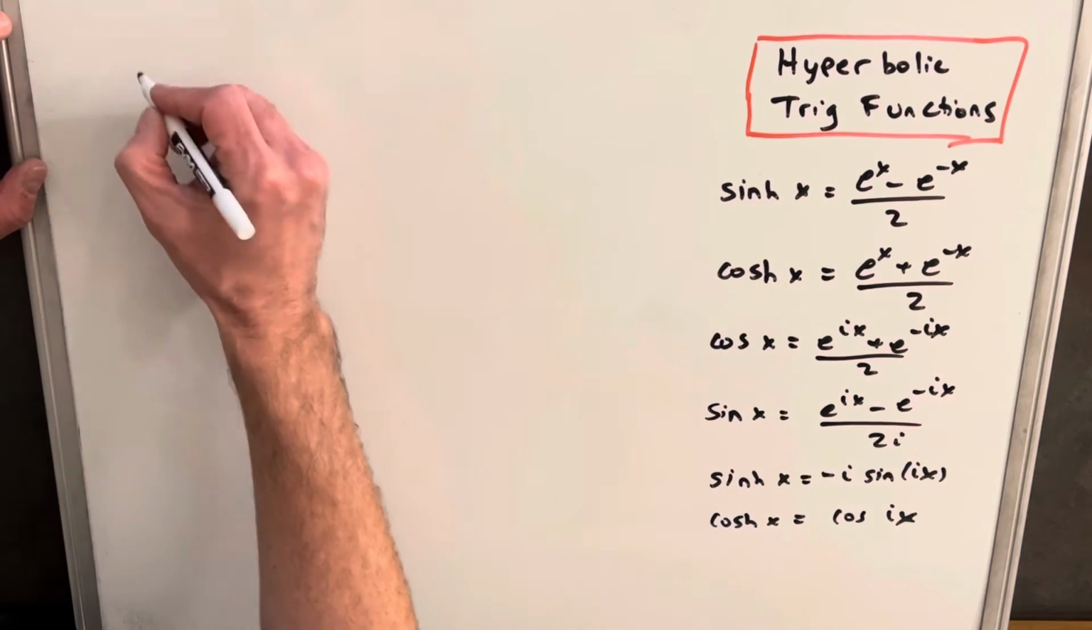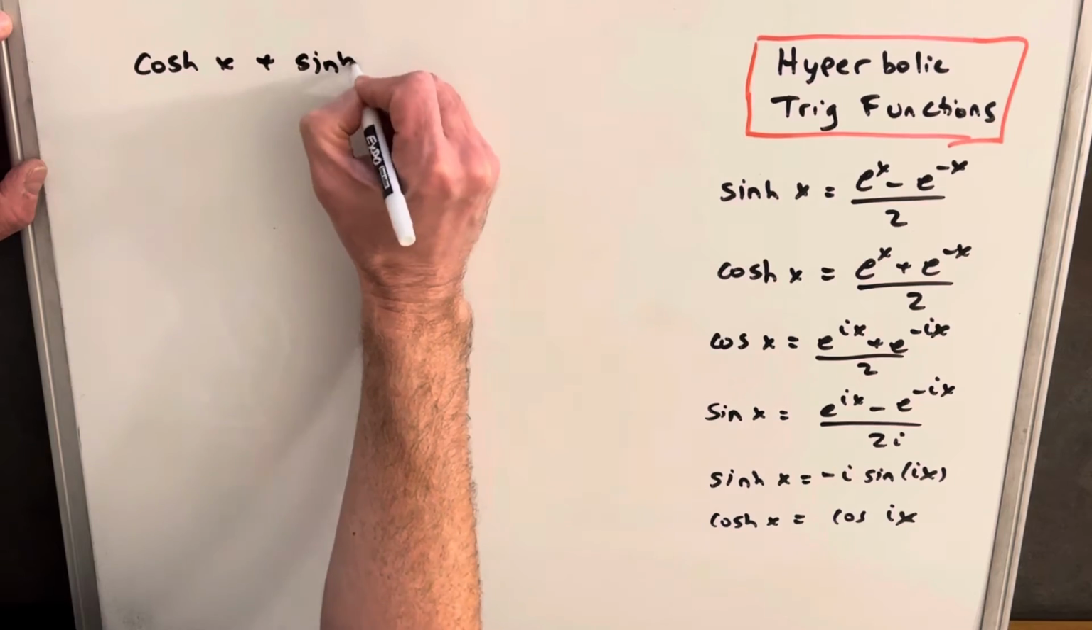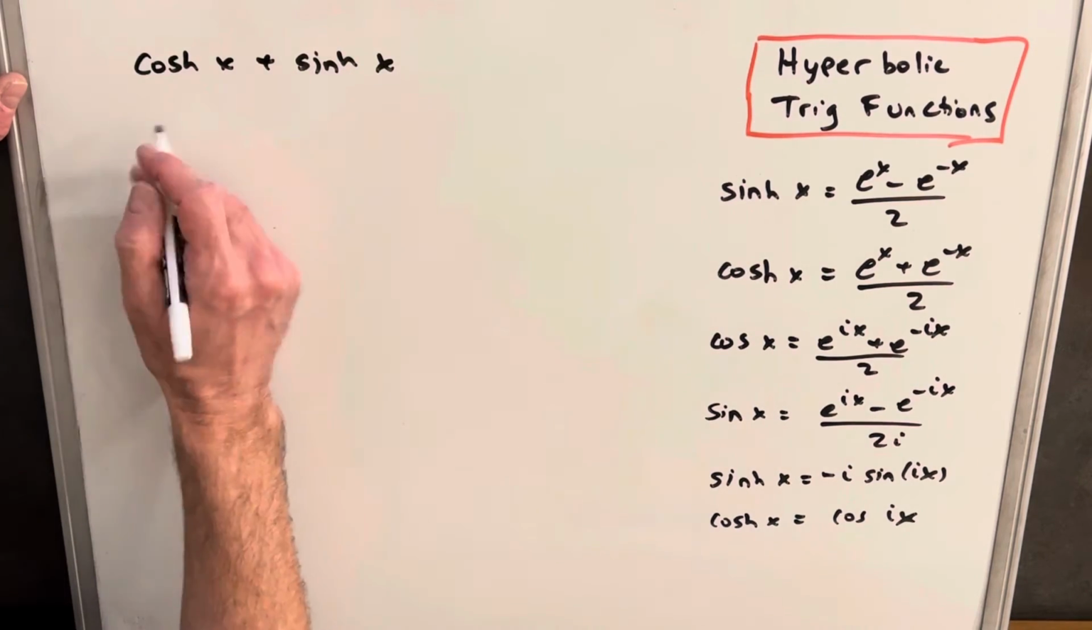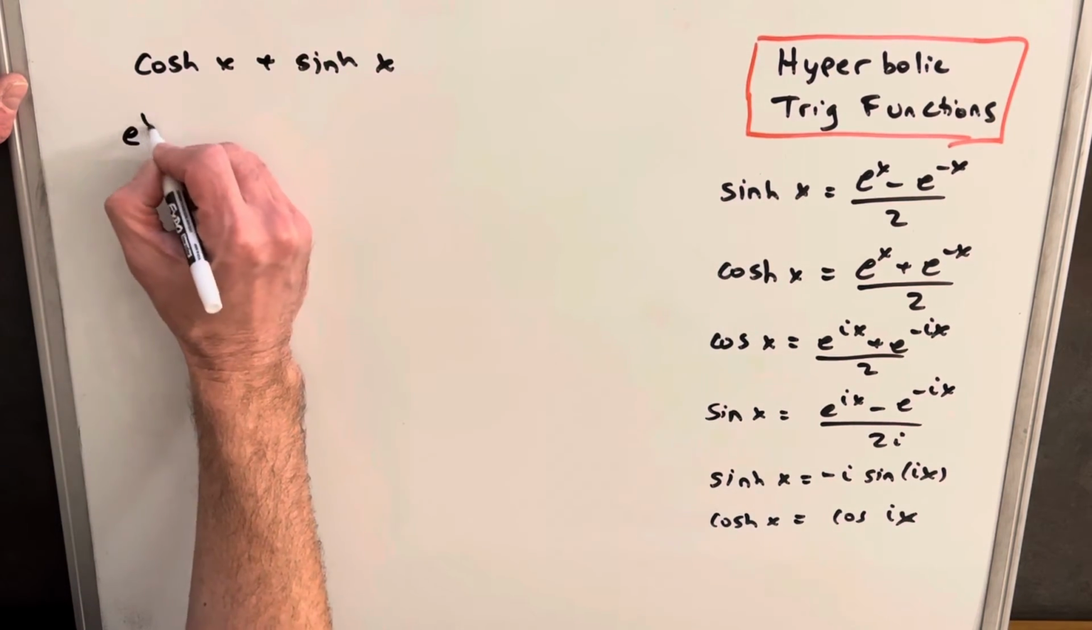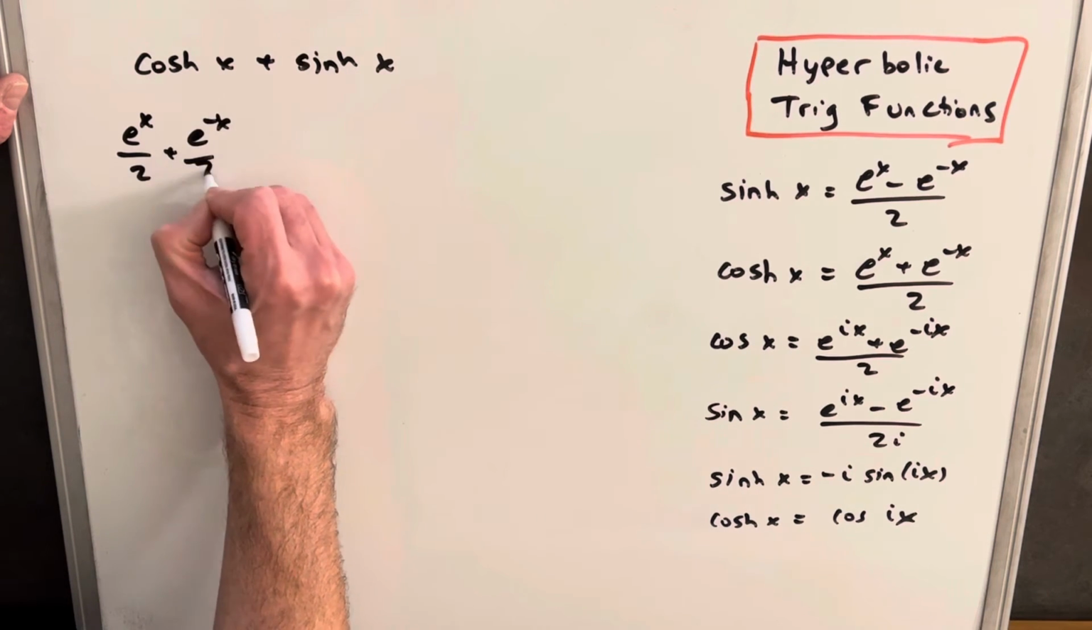Okay, and so now that we've established all that, I think we can look at some identities. So first let's look at what happens when we add cosh x and sinh x together. What I'll do is write cosh x, but I'm going to separate it out. So instead of writing it all, we'll write it as e to the x over 2 plus e to the minus x over 2.